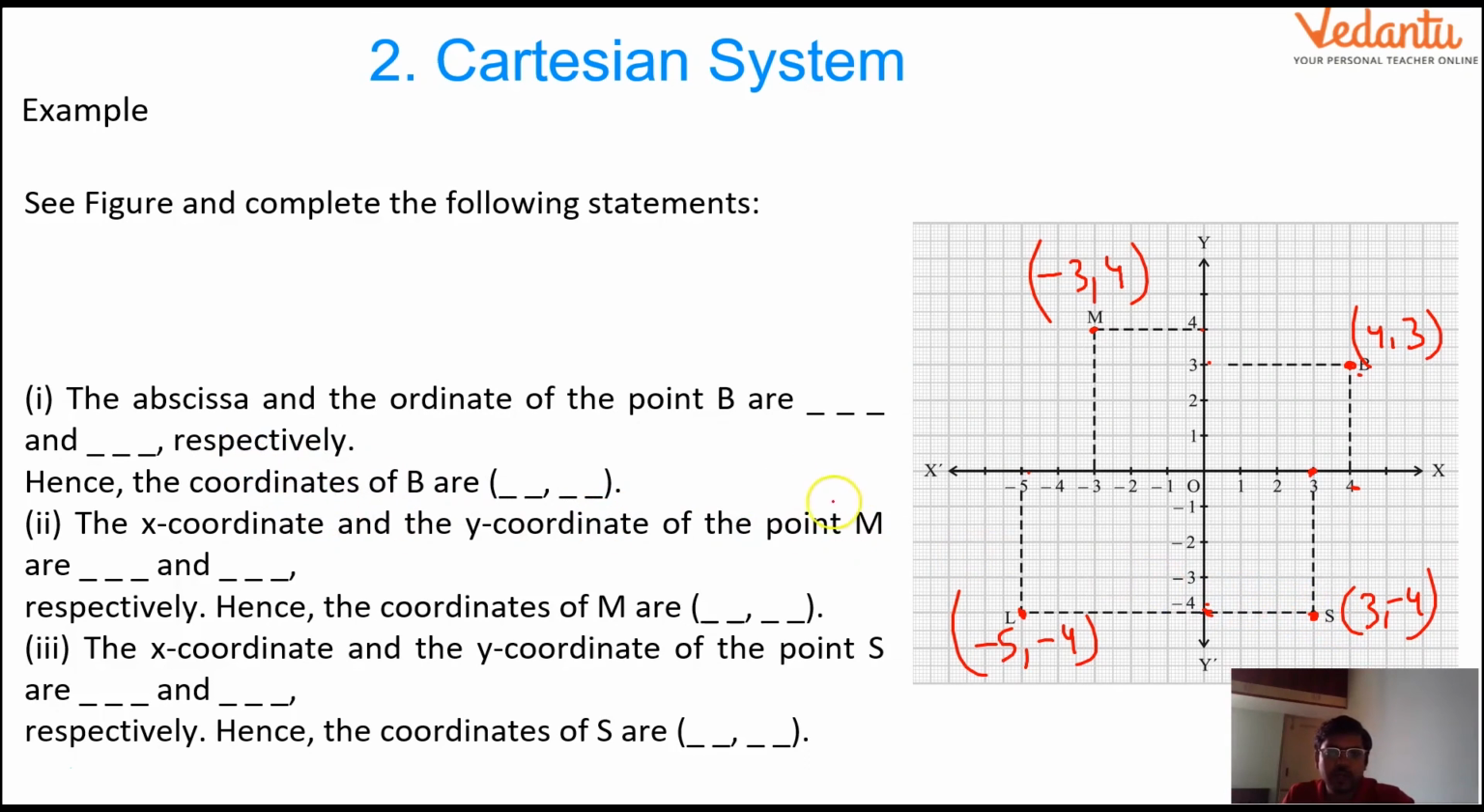And I guess you would now be able to write down the coordinates for B. We have found 4, 3. Sorry, they are asking about the abscissa and ordinate. So abscissa is 4 and ordinate is 3. Similarly, the coordinate for point M would be x coordinate, y coordinate, so you would be able to see -3, 4 and so on. You will be able to answer all these questions, isn't it? So now I guess you would have understood this very easily.